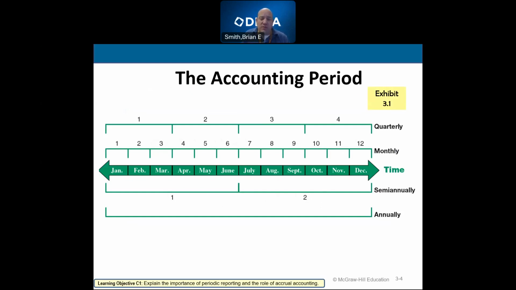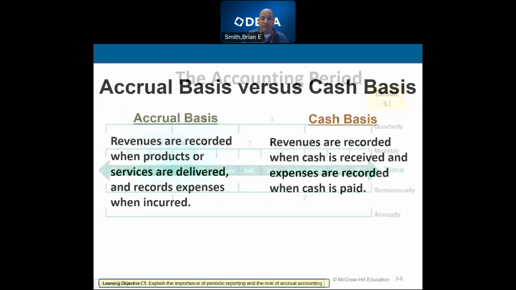So our financial statements are going to cover a period, and it will depend on what period it is. If it's a quarterly financial statement, it'll say first quarter, second quarter, third quarter, or fourth quarter. If it's monthly, it'll say monthly, or if it's your annual year, it'll be your annual.